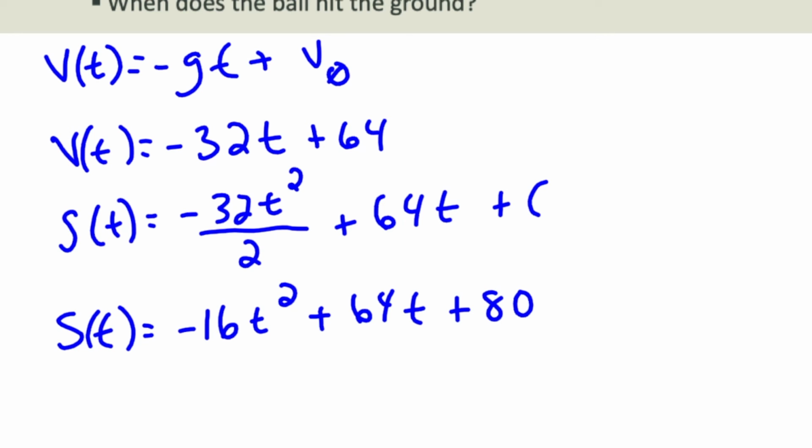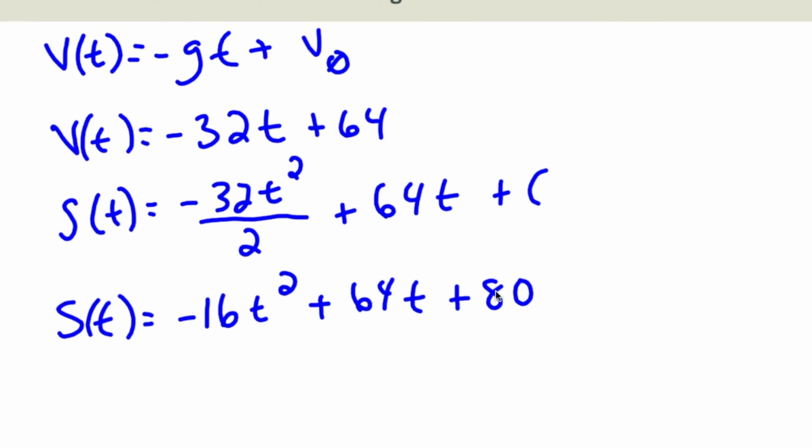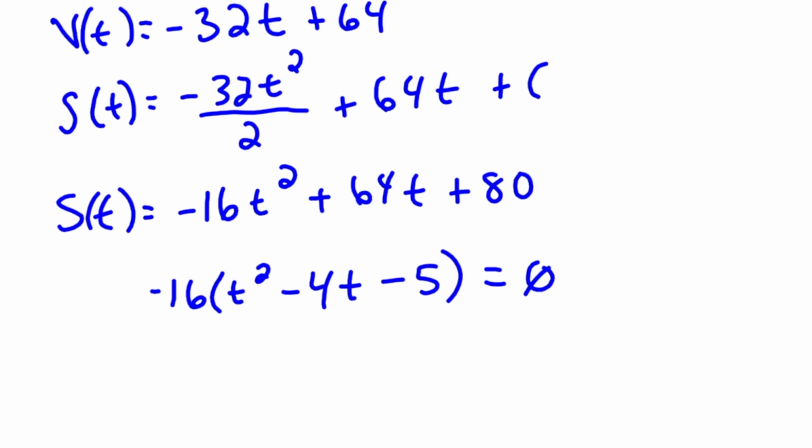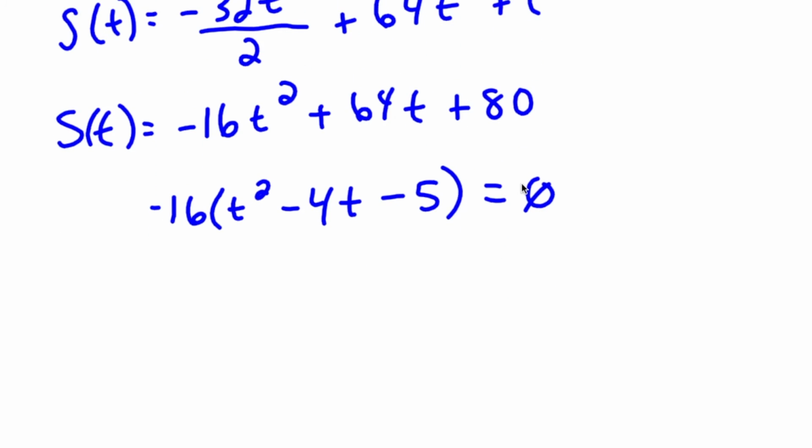So that's the initial part. The first question, when does the ball hit the ground? Well, we need to set this equal to 0. Before I set this equal to 0, I'm going to divide out the GCF, which in this case is a negative 16. So negative 16, and then we're left with t squared minus 4t minus 5. And we can take negative 16, divide that over, and that's pretty much gone. So all we need to do here is factor that: t minus 5 and t plus 1.